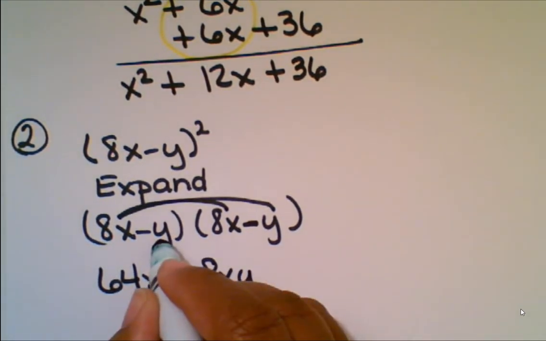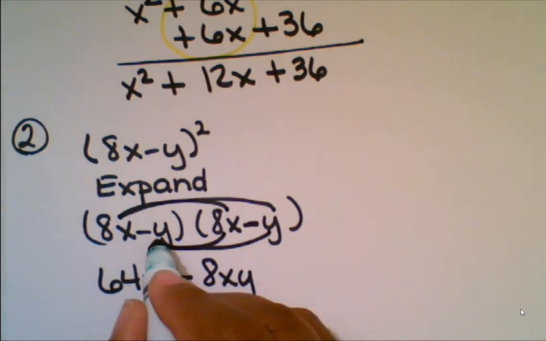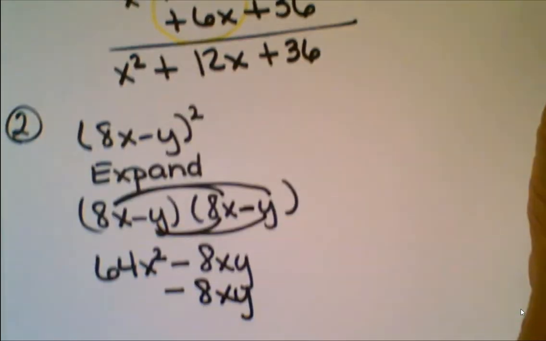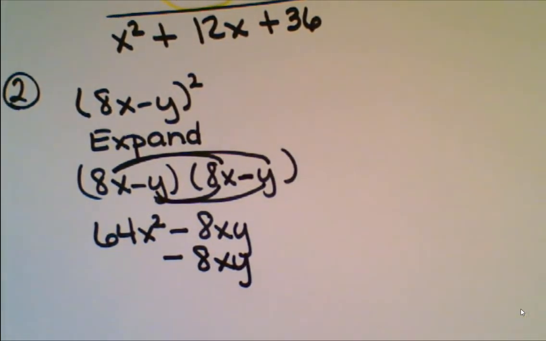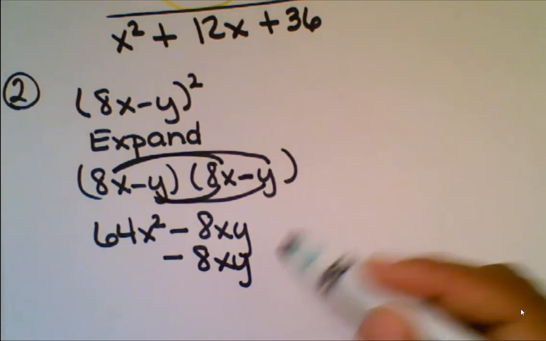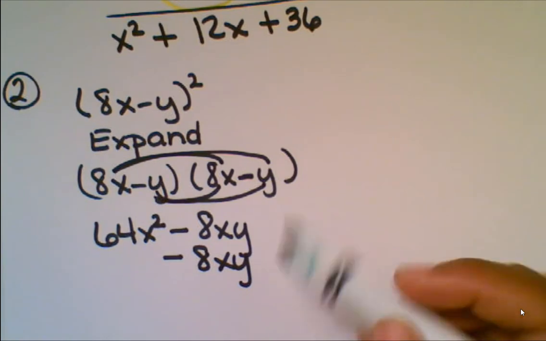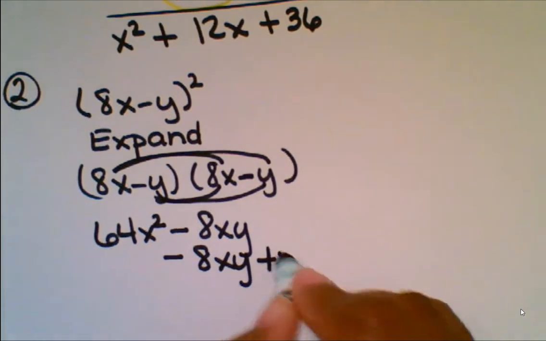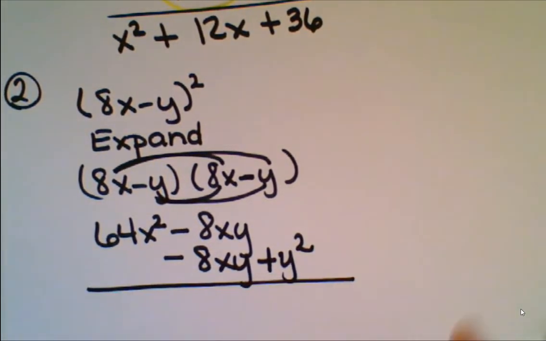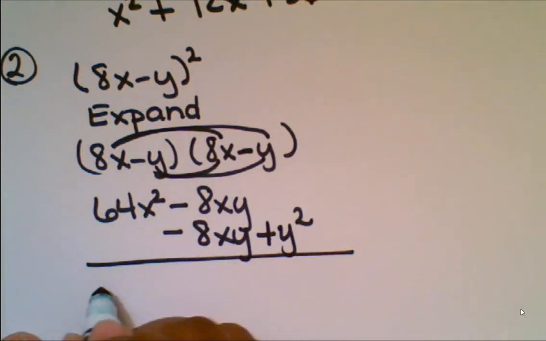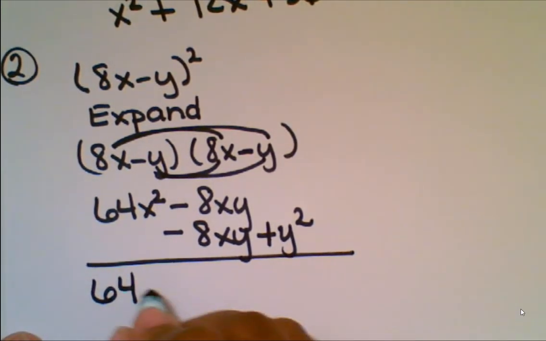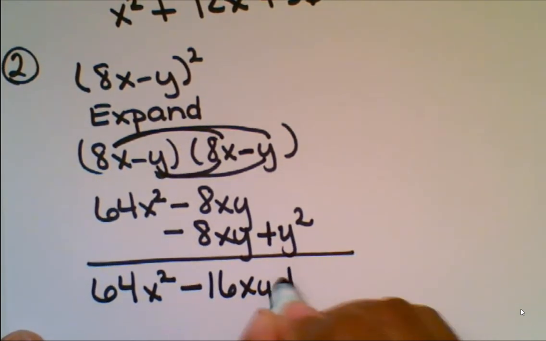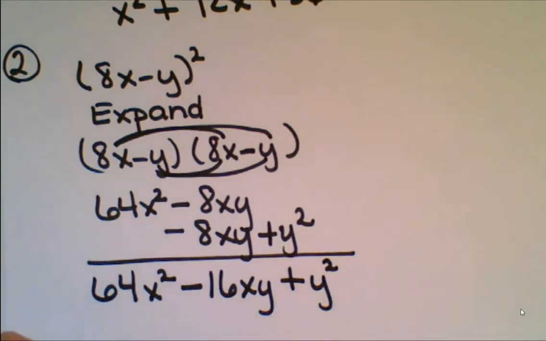And then take the negative y and distribute twice. Negative y times 8x, we have negative 8xy. Remember, the middle terms, when you expand and multiply a square of binomials, will be the same, will be identical. And then lastly, we're going to take the negative y, multiply it by the negative y. We have positive y squared. Add your like terms. So our solution is 64x squared minus 16xy plus y squared.